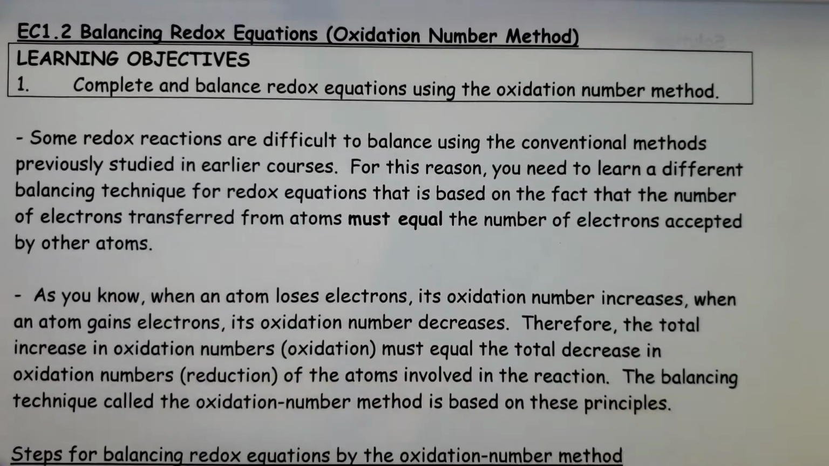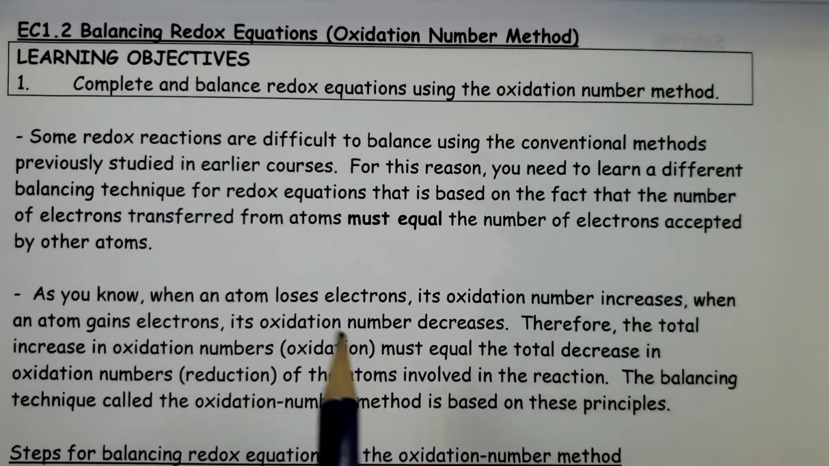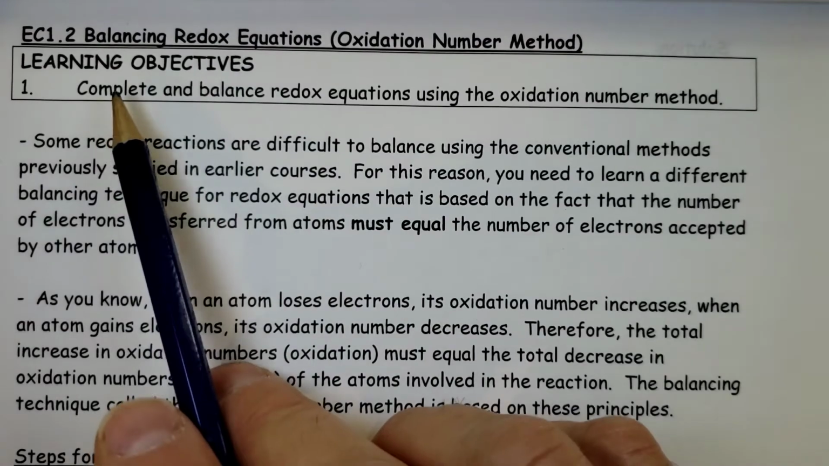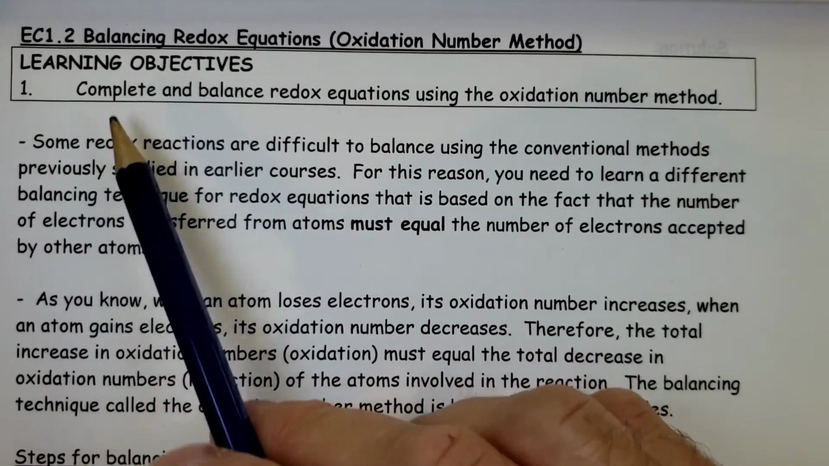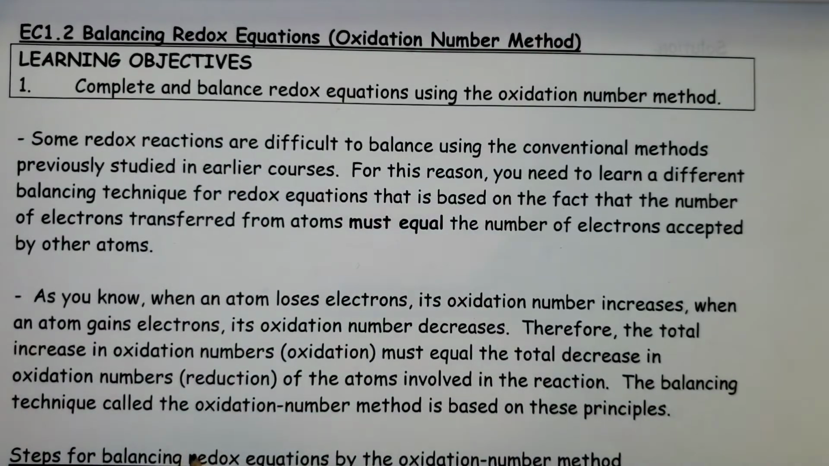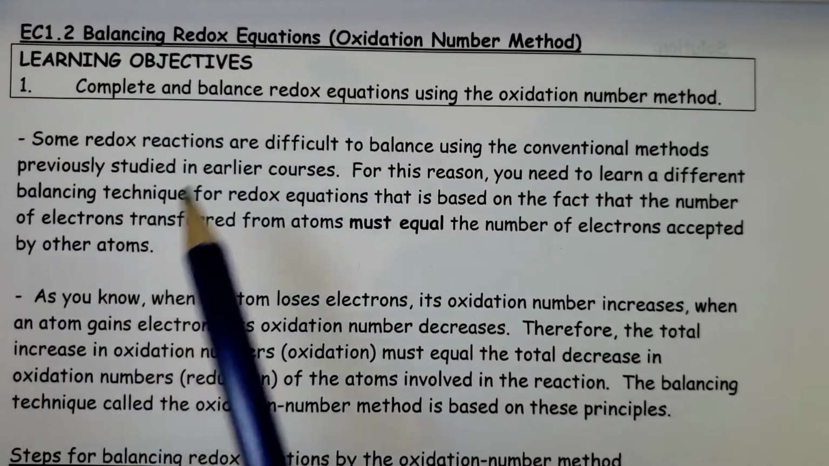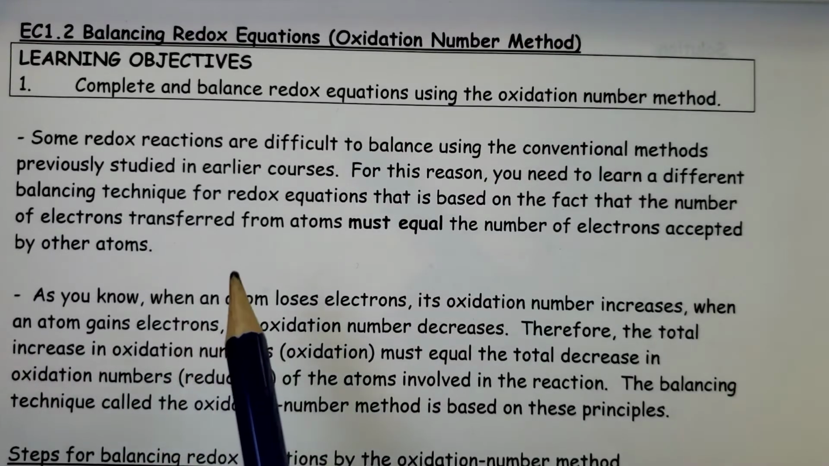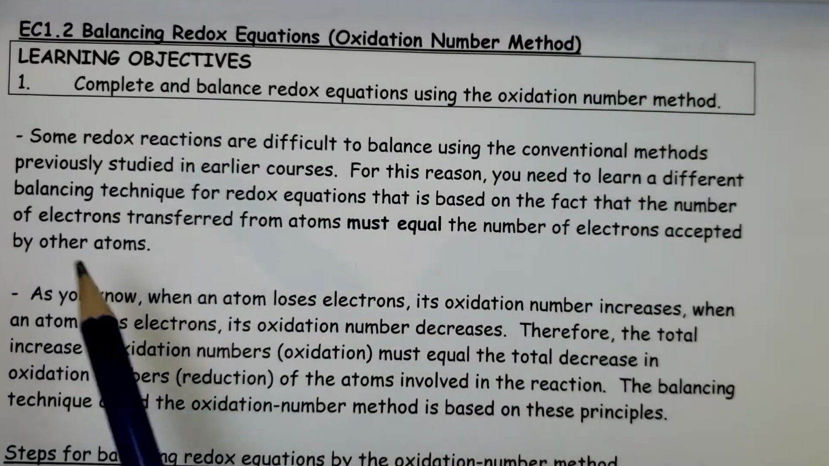Welcome back, Chemistry Theory. This is EC1.2, balancing redox equations by using the oxidation number method. So we looked at in EC1.1 how to determine oxidation numbers using those rules that we had. And now we'll look at balancing equations using the oxidation numbers in our favor. And then EC1.3 will also be another method of balancing redox equations using the half reaction method. So complete and balanced redox equations using the oxidation number method.